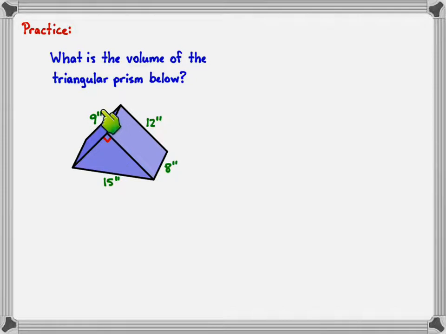And guess what? It said so right here. The base shape is always named in the prism. It's a triangular prism, so the base is a triangle. Now we have to ask ourselves, is this triangular prism standing up or laying down? It's laying down because the triangles are not on the bottom. So we need to consider that when we're figuring out this volume.